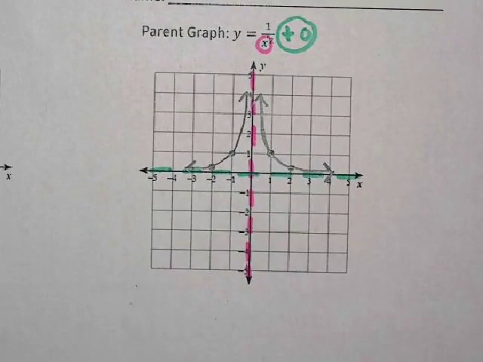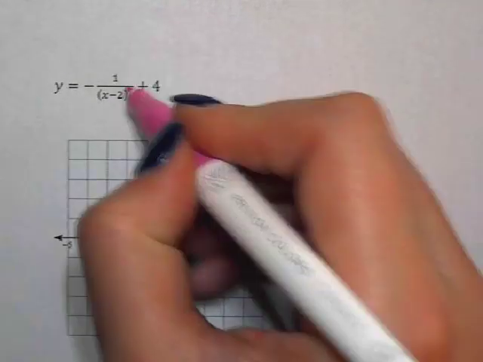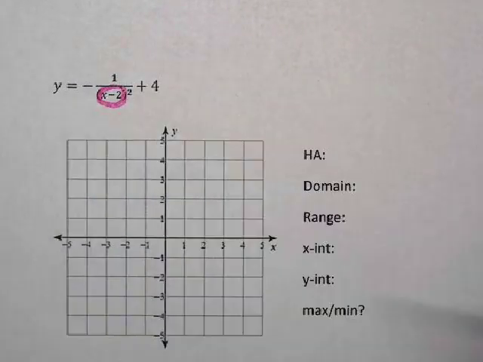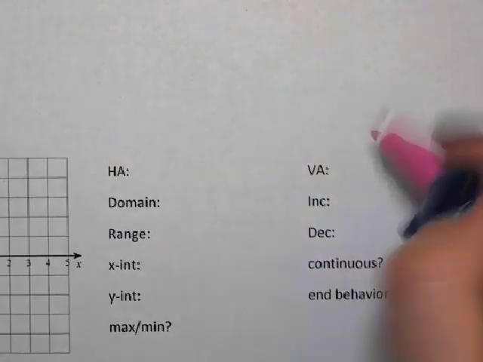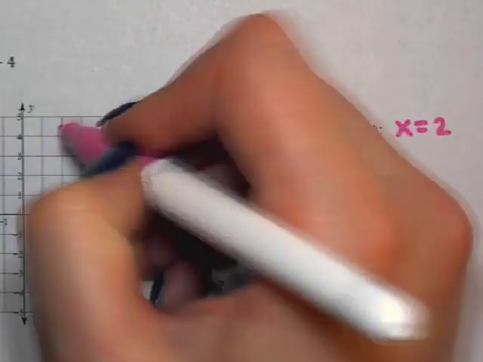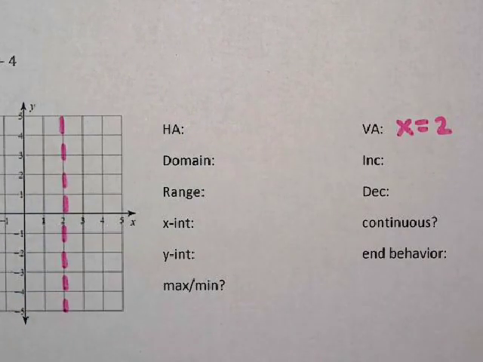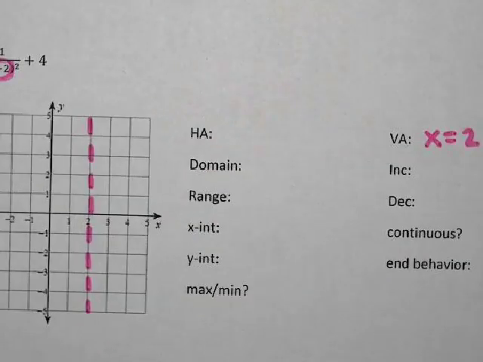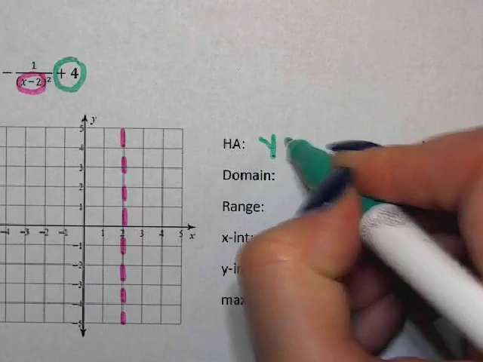Okay, so let's go ahead and flip it over. We'll do the example that has more stuff going on. So if we look at this, then what is the vertical asymptote? -2 or +2? +2. You always do the opposite sign. So x equals +2. And then we're going to go ahead and draw that vertical line at +2. And then what's the horizontal asymptote? 4. So horizontal, y equals 4.